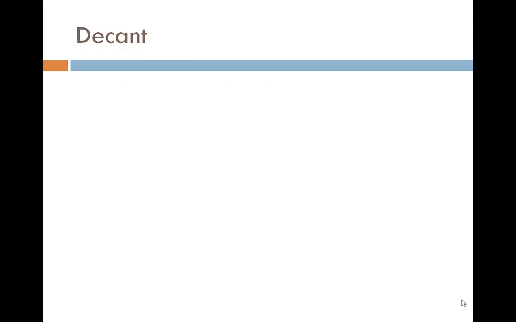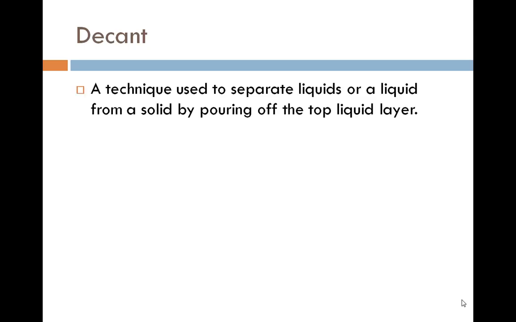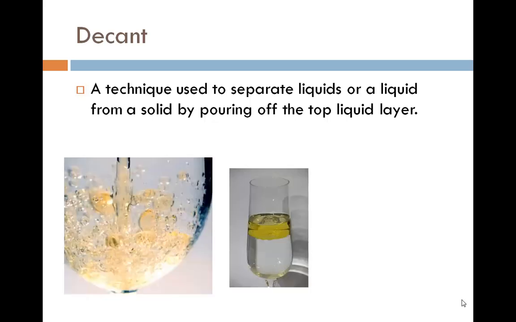Another method of separating mixtures is called decanting. If you've ever heard of a decanter, usually that's spoken about when talked about wine or some other kind of drink. It basically means to pour. It's a technique used to separate liquids or a liquid from a solid by pouring off the top liquid layer.